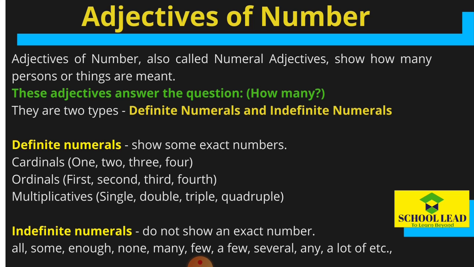They can also be indefinite numerals which do not tell us about the exact number like all, some, enough, none, enough money, many children, few children. So they don't tell us about the exact number. When you say some rice, it means you don't know the exact quantity. So they can also be indefinite numerals.